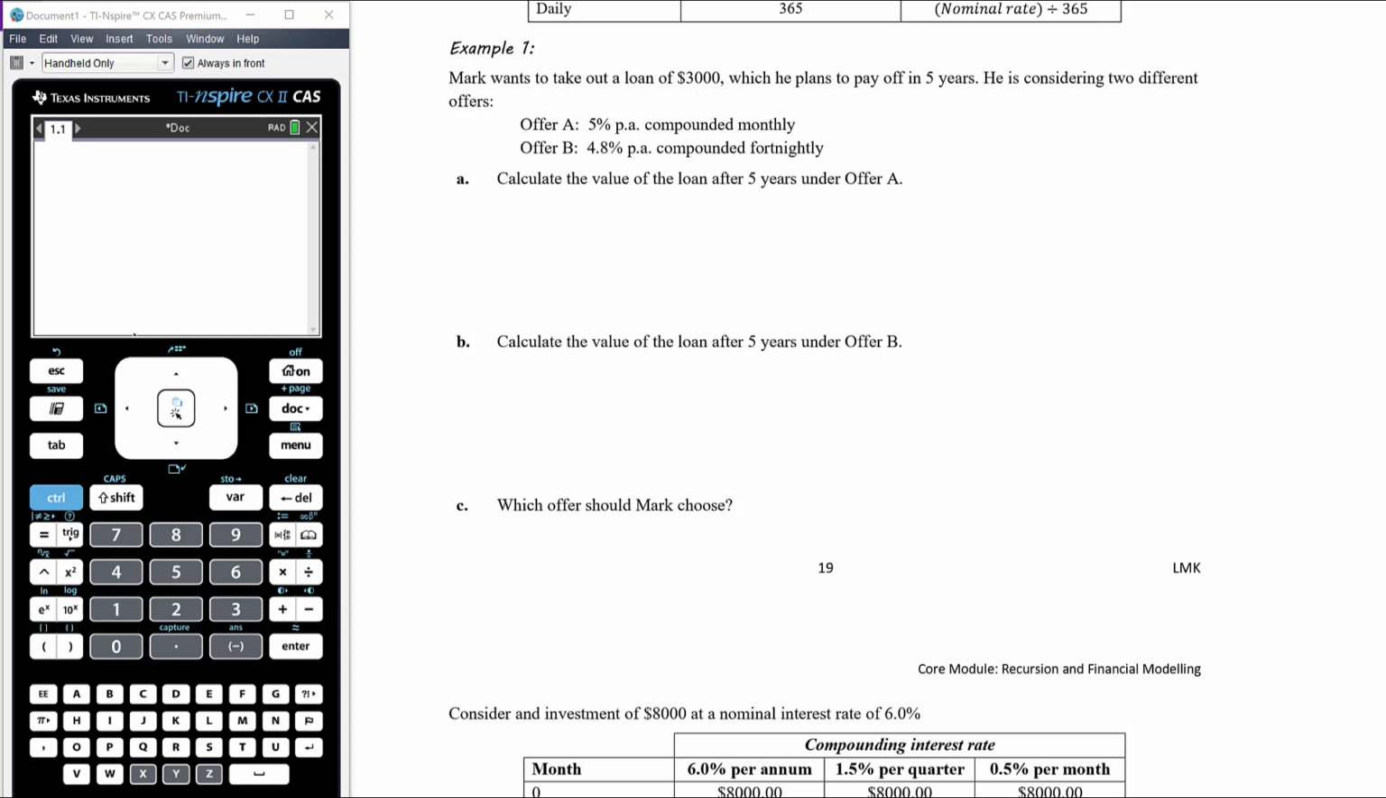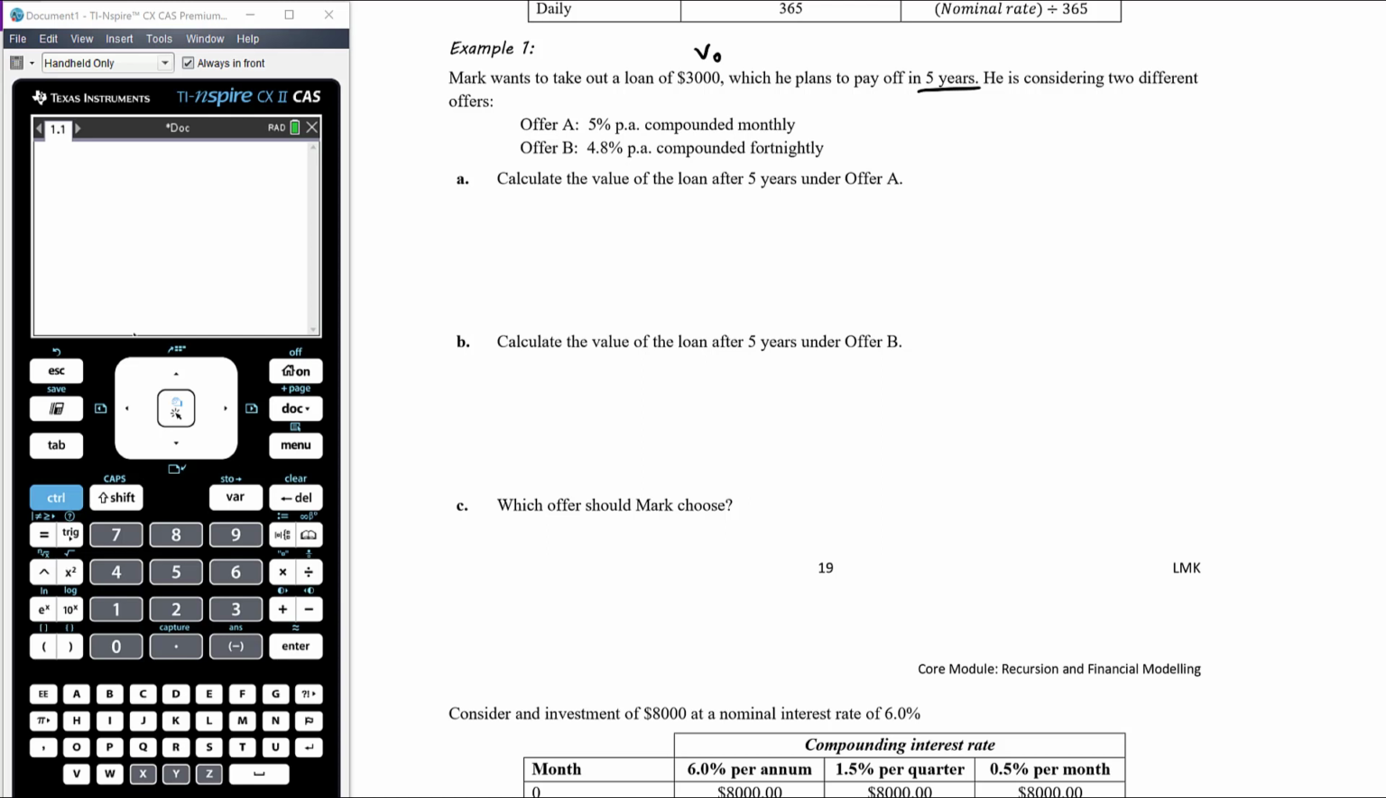So we want to be able to compare these two things, and this is where the effective interest rate is going to be really important. But for now, we're going to work out not the effective interest rate, but what actually happens with the 2 different loans. Okay, so Mark wants to take out a loan of $3,000, so that's our V0. He plans to pay it off in 5 years, so that's N, although N will count in different time periods depending on whether we're looking at offer A or offer B, and he's looking at the 2 different offers.